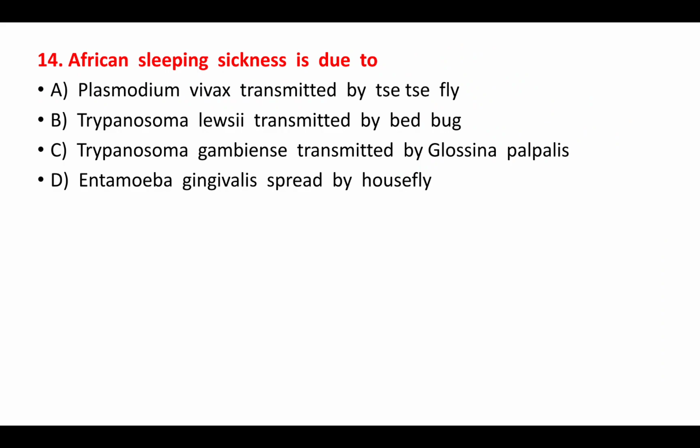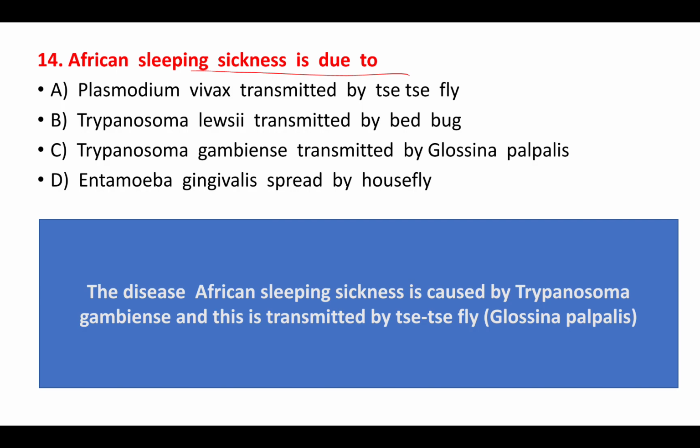Let's move on to the 14th question. African sleeping sickness is due to. See, the disease African sleeping sickness is caused by Trypanosoma gambiense, and it is transmitted by the tsetse fly known as Glossina palpalis. Here they have given some options. In this, the right option is what? Option C.